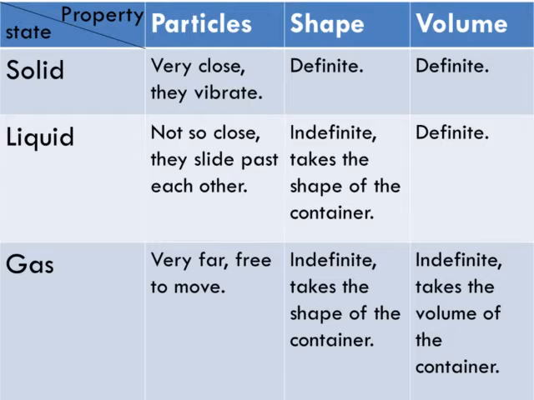Finally, for gases, the particles in a gas are very far. They are free to move. The shape of a gas and the volume of a gas are indefinite. They take the shape and volume of the container. The reason why gases have indefinite volume is because the particles are very far, which means they can move away and fill the whole space of the container.